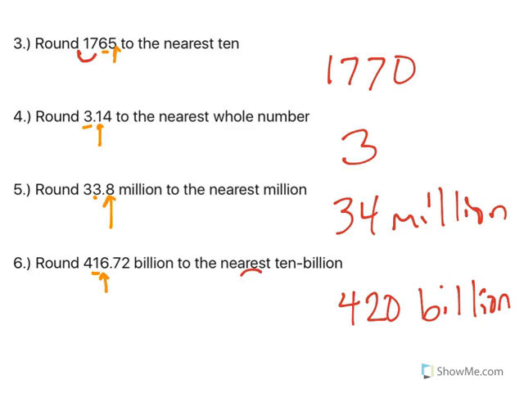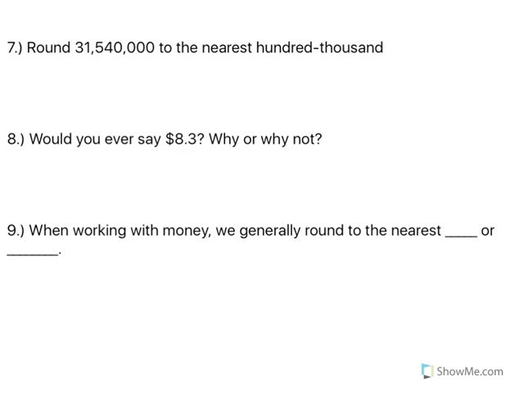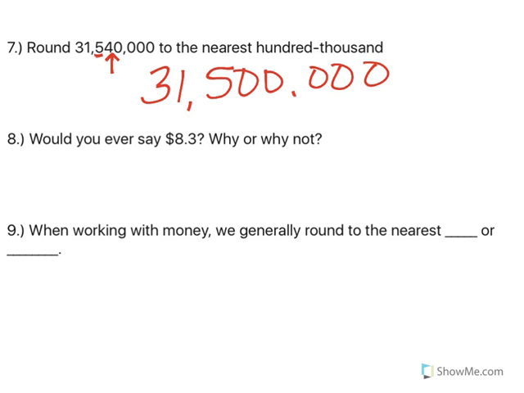And round to the nearest 10 billion. Well, the 1's is the 6, and then 10 billion is the 1. So that puts me at 420 billion, because the 4 stays the same. It's in front of what's being affected, and you go from there. All right, number 7, nearest 100,000. Well, 5 is in the 100,000 spot. 4 rounds down, so 31,500,000 would be my rounded answer.